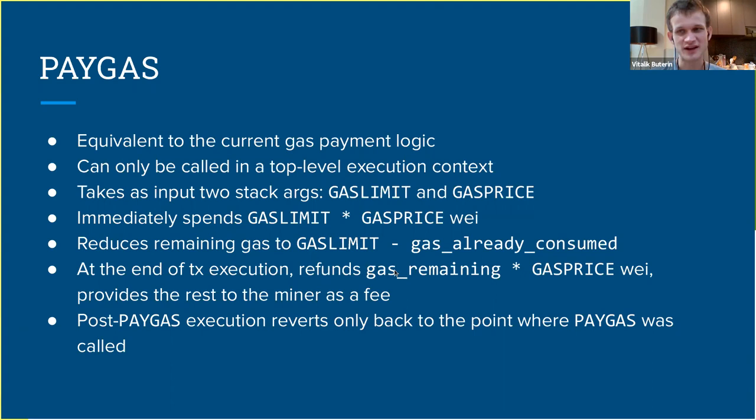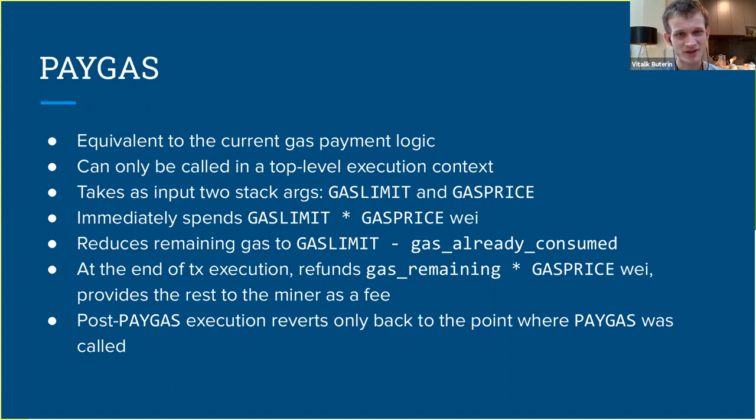So you might notice that this is the exact same logic that currently exists that's hard-coded as part of transaction processing, right? Transaction processing basically says, step one, check the nonce and signature. Step two, spend this amount of wei. Step three, do the execution. Step four, do a refund. Here, we basically take that step two logic and instead stick it into the pay gas opcode, right? So calling the pay gas opcode acts as a logical separator between verification execution, which is what happens before, and other execution, which is what happens after.